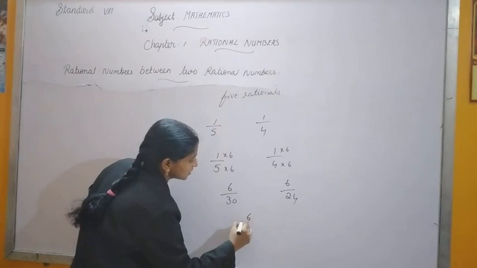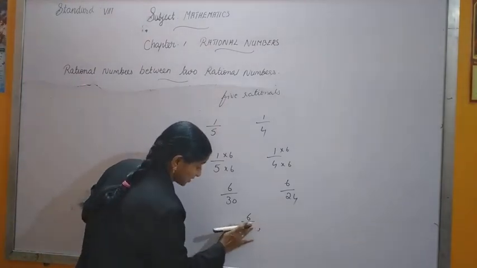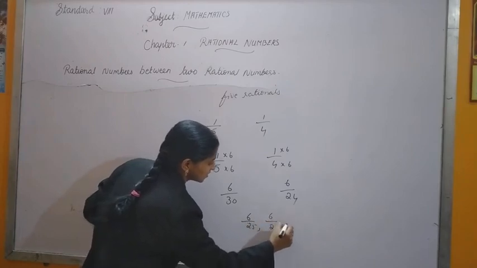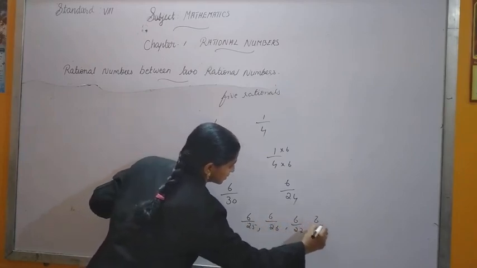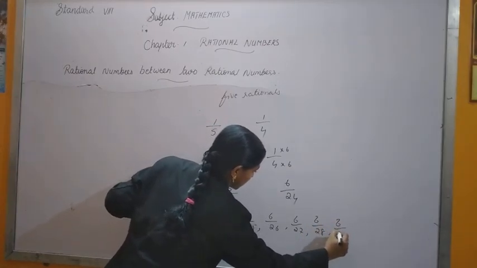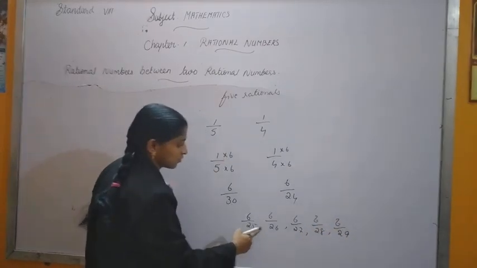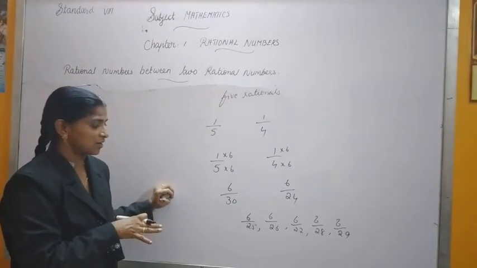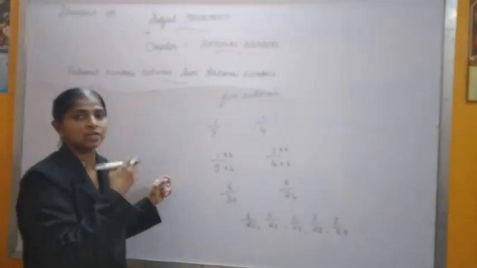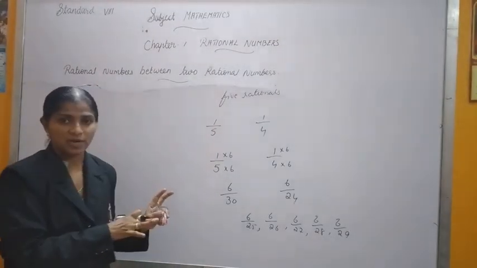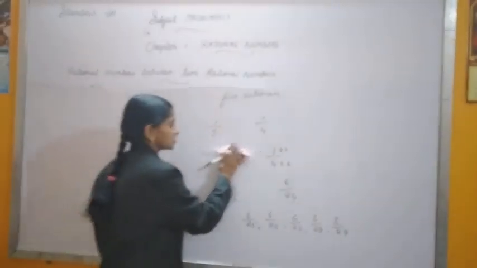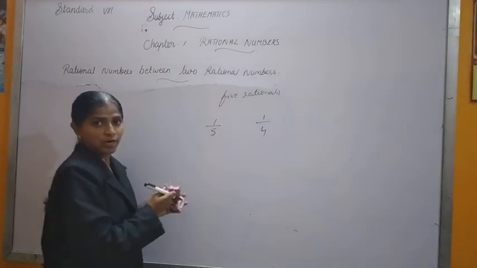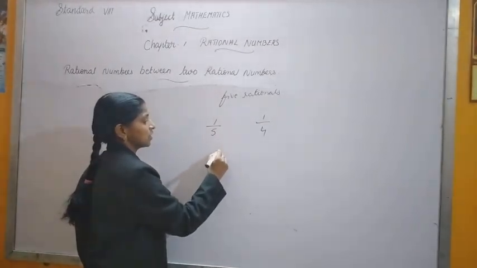We write 6 upon 31. Sorry, 6 upon 25, 6 upon 26, 6 upon 27, 6 upon 28, 6 upon 29. 1, 2, 3, 4, 5 rational numbers we got. This way we can do. This is also correct. If you convert numerator equal or denominator equal, then the same rational numbers we can convert as denominator also, denominator also we can make equal.